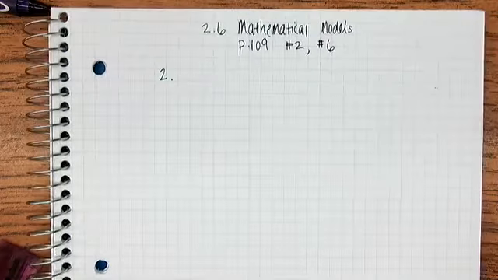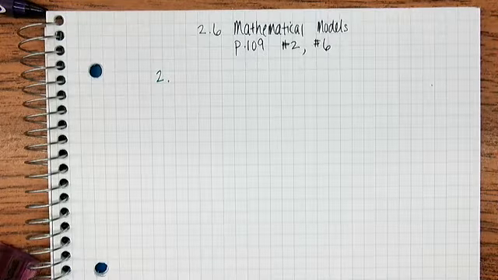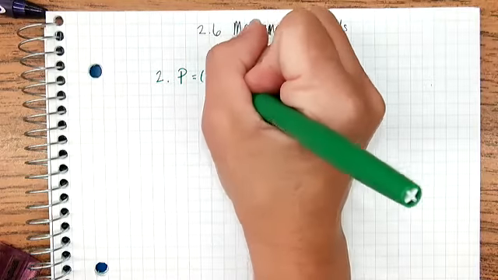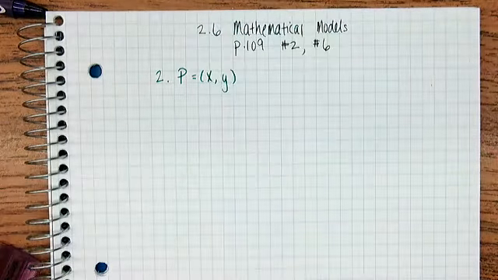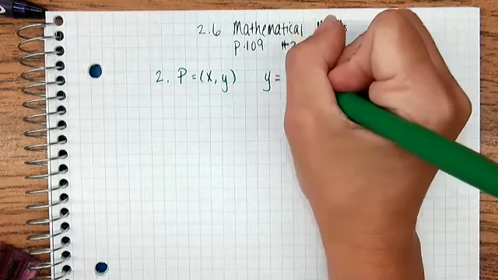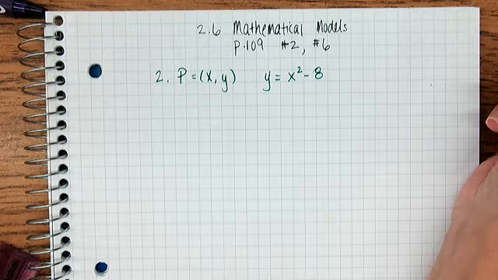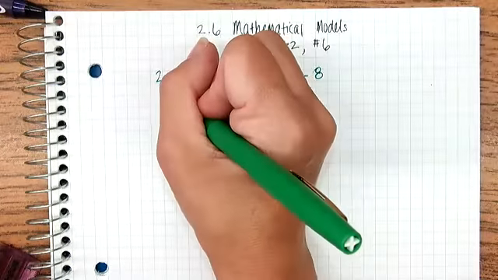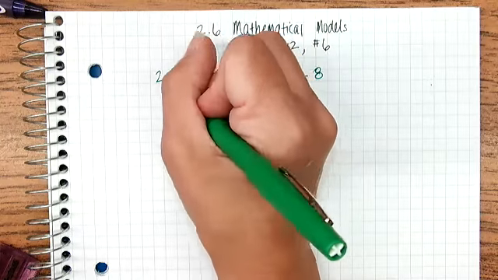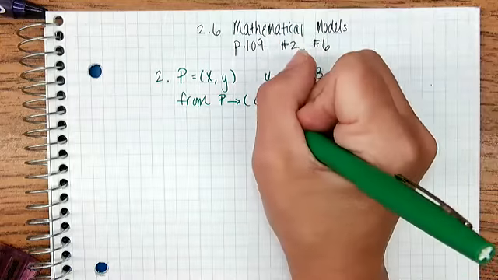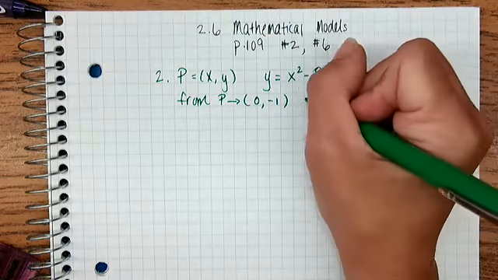This video is going to cover word problems, page 109, number 2, and number 6. So number 2 says that you have some point x, y, and it is on the graph of y equals x squared minus 8. You want to express the distance, d, from P to the point 0, negative 1, as a function of x.